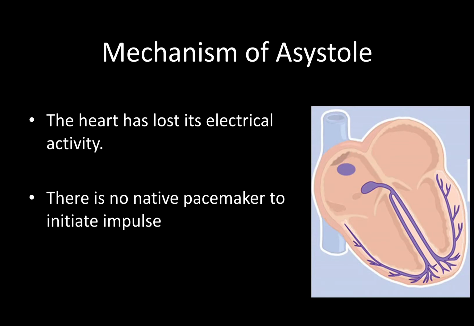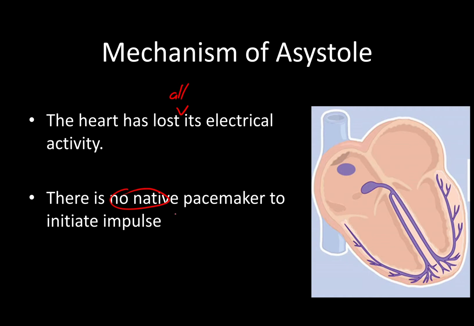Now, for the most challenging rhythm you'll learn this entire course. All right, that's not true. In fact, asystole is one of the most straightforward ones you can possibly come across. The idea is that the heart has lost all of its electrical activity. There is just nothing being produced by the cells of the heart. If there is anything being made, it is inconsequential. Another way to phrase it is there is no native pacemaker to initiate the pulse.